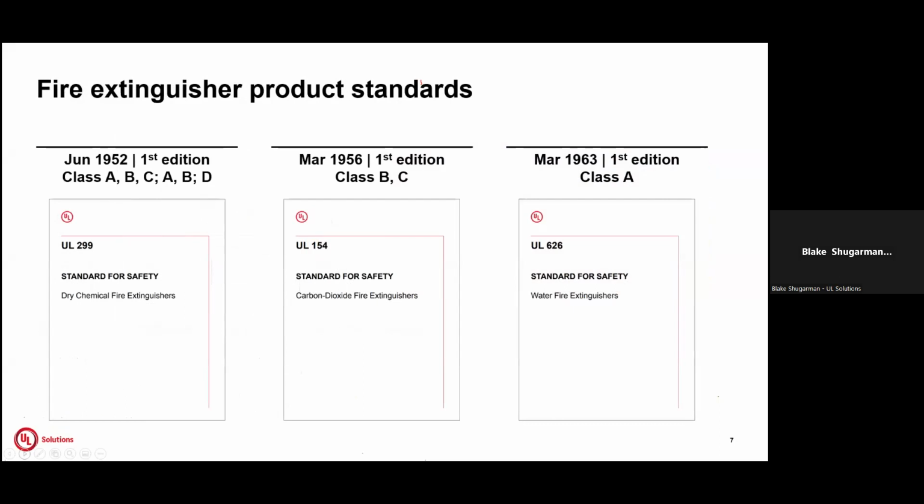Fire extinguisher product standards. I just wanted to give an idea of how long some of these extinguisher standards have been in existence for product safety and certification. 1952, dry chemical fire extinguishers were first introduced. These can be ABC, AB, or D rated. In 1956, carbon dioxide fire extinguishers were introduced, which are BC rated. In 1963, water fire extinguishers, which are Class A rated, were introduced.